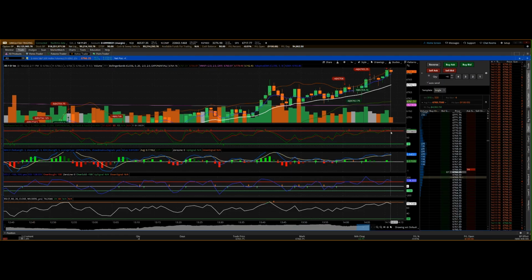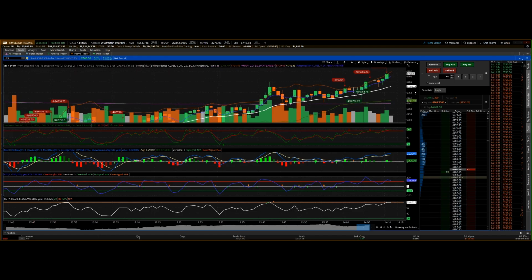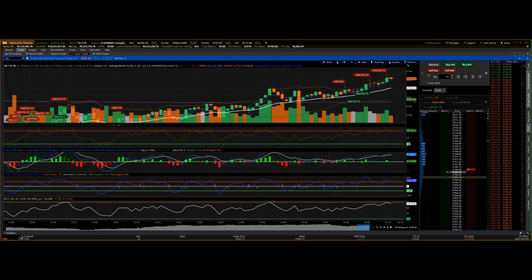This is saying it's overbought. This is saying it's at overbought, and this is also saying it's overbought. But that does not mean it cannot go higher. It can skyrocket. It could go up. It's at the top of the upper Bollinger Band. It's above the 9 EMA.